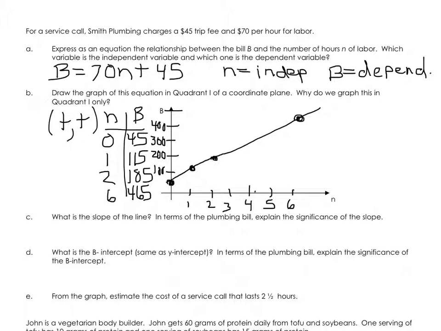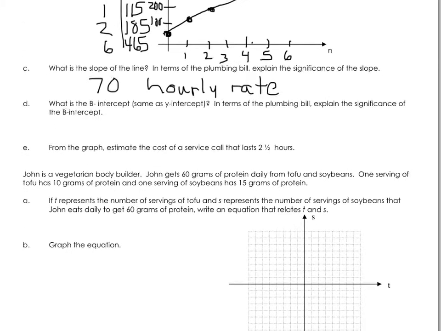What is the slope of this line? Our equation is b equals 70n plus 45. The slope is the number that is multiplied times n, 70. In terms of the plumbing bill, explain the significance of this slope. That is the plumber's hourly rate. You have to pay the plumber $70 an hour for working on your house.